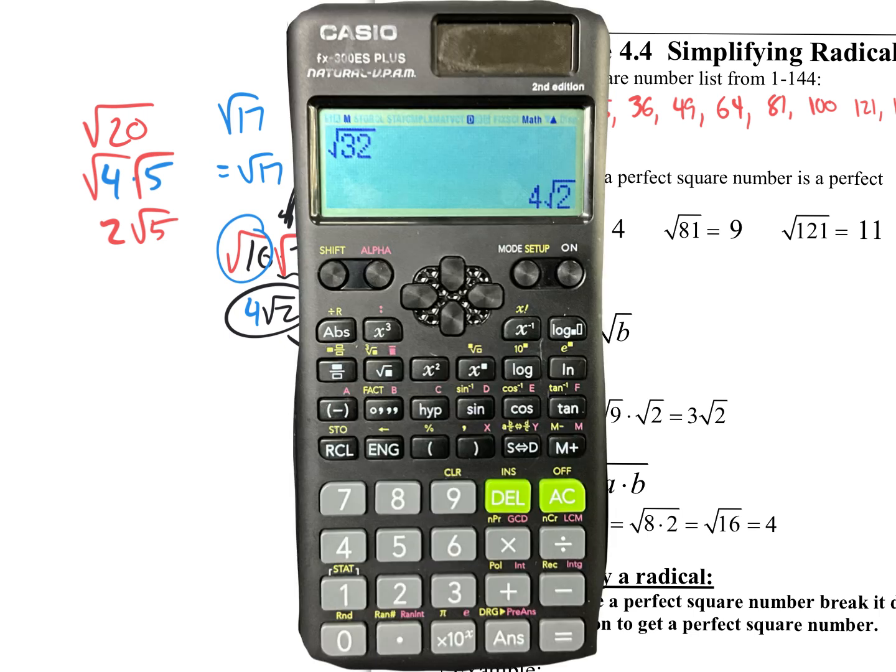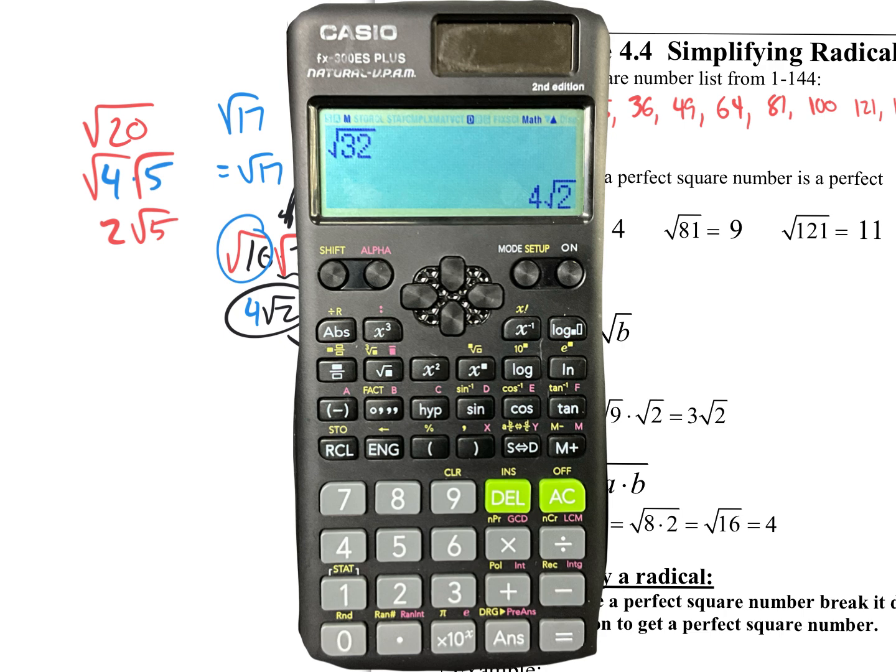Check it out. So that last question that we did, the square root of 32, type in that square root button and then type in 32, hit equal, and it will give you the answer, 4 square root of 2. It's a simplified radical. So you're probably thinking, what the heck, then why did you even teach us that? Well, because it's good to know. Sometimes it's even faster than typing it into the calculator.